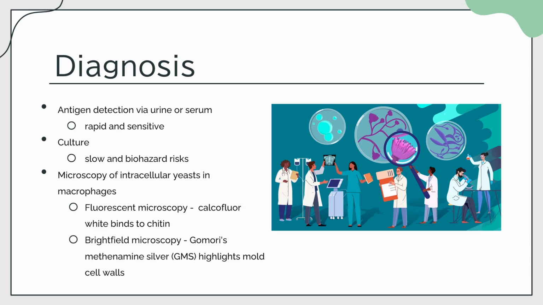One of the best rapid and accurate diagnostic procedures is microscopy. Microscopy is used to view the intracellular yeast in these macrophages, and there are multiple methods to do so. Fluorescent microscopy can be used, and dyes can be used to highlight the chitin walls, or bright field microscopy can be used using methods such as methenamine silver, which highlights the fungal cell walls and the cell membranes, making them much easier to visualize, identify, and diagnose.